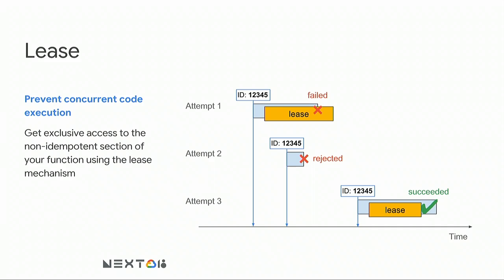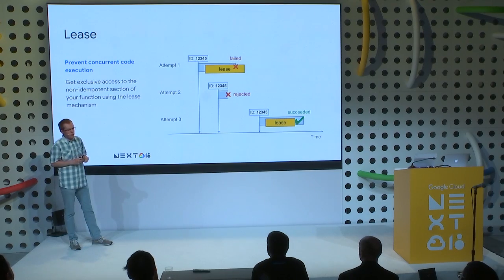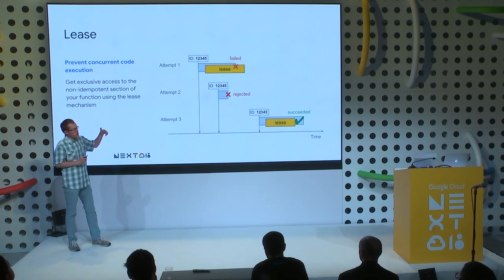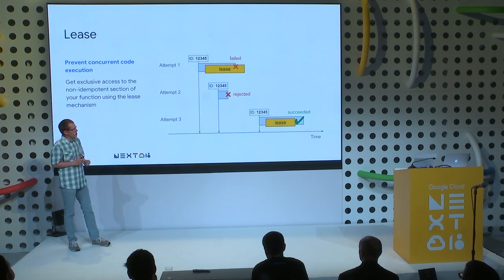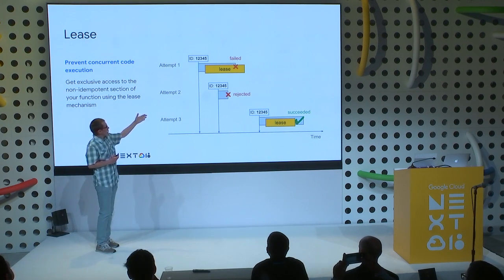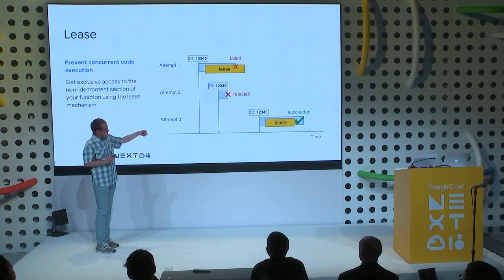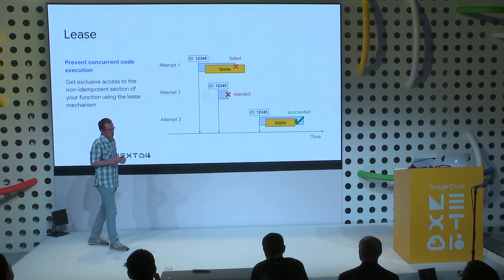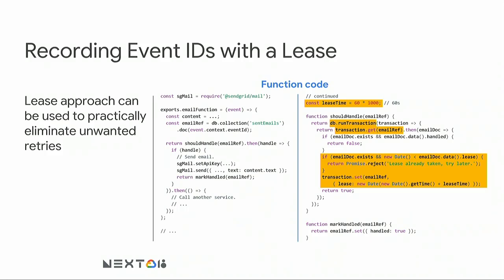It allows us to get exclusive access to the non-idempotent section of the code for a specific amount of time. In this example, the first attempt gets the lease before it enters the critical section, the one that sends the email. The second attempt, which happens while the lease is taken, is actually rejected because it cannot get the lease. And finally, the third attempt, which happens after the first attempt failed, takes the lease again and eventually succeeds with handling the event. How do we apply this approach to our code?